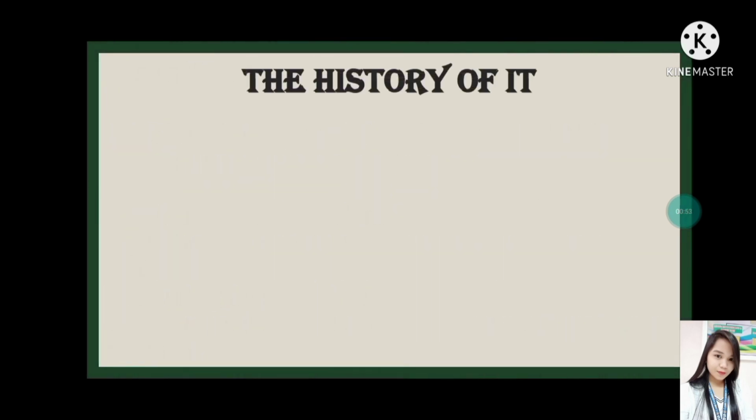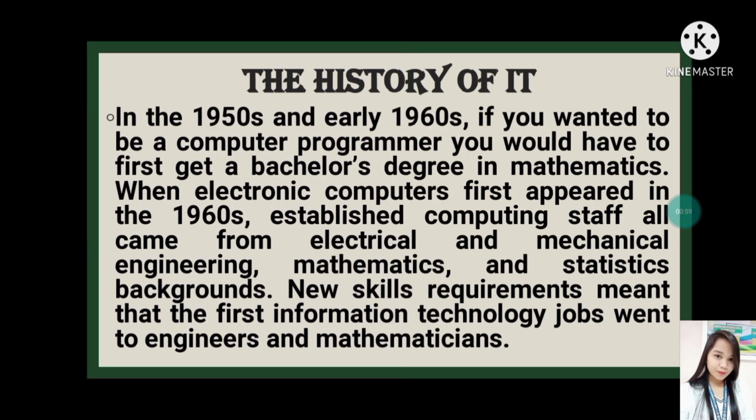The first question is the history of IT. In the 1950s and early 1960s, if you wanted to be a computer programmer, you would have to first get a bachelor's degree in mathematics. When electronic computers first appeared in the 1960s, established computing staff all came from electrical and mechanical engineering, mathematics, and statistics backgrounds. New skills requirements meant that the first information technology jobs went to the engineers and mathematicians.